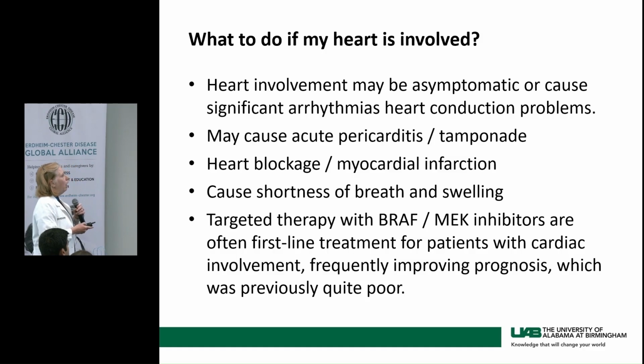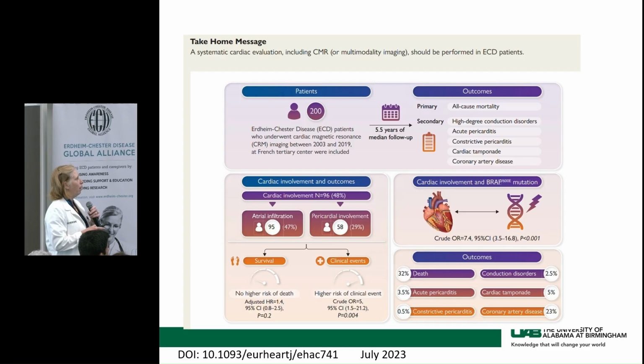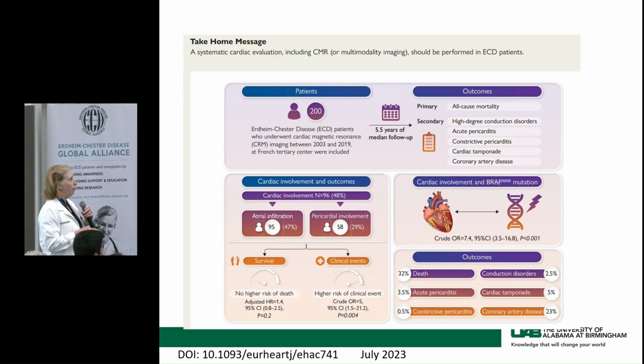Targeted therapy, as we've heard from our good friend Daniel, we've heard a lot about BRAF and MEK inhibitors, but they are obviously one of the first line of treatments for those patients that may have cardiac involvement that have significantly improved prognosis, which previously was quite poor with ECD and cardiac involvement. This is just a little study to kind of show, fairly recent in 2023, where they had 200 patients from a center that had ECD and were followed over 5.5 years.